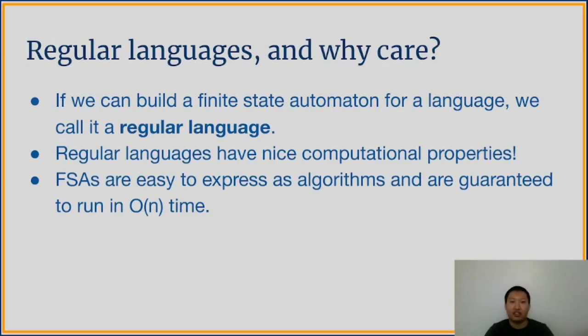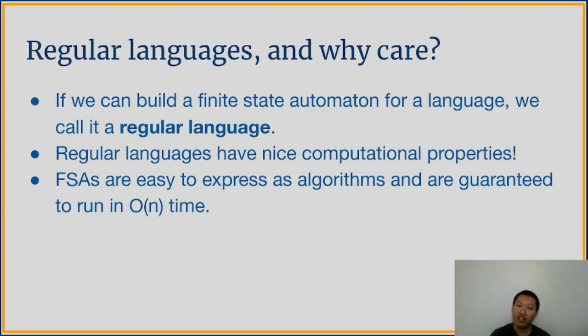Okay, so anytime we can make one of these flowcharts, one of these finite state automata, for a language, we're going to call that language a regular language. And why do we care about regular languages? The reason is they have nice computational properties, so they're really easy to work with. Anytime you have a regular language, it's really easy to figure out if something is inside that language, because you just follow the flowchart, and when you get to the end, you know if it's in your language or not. And we just did an example of that.